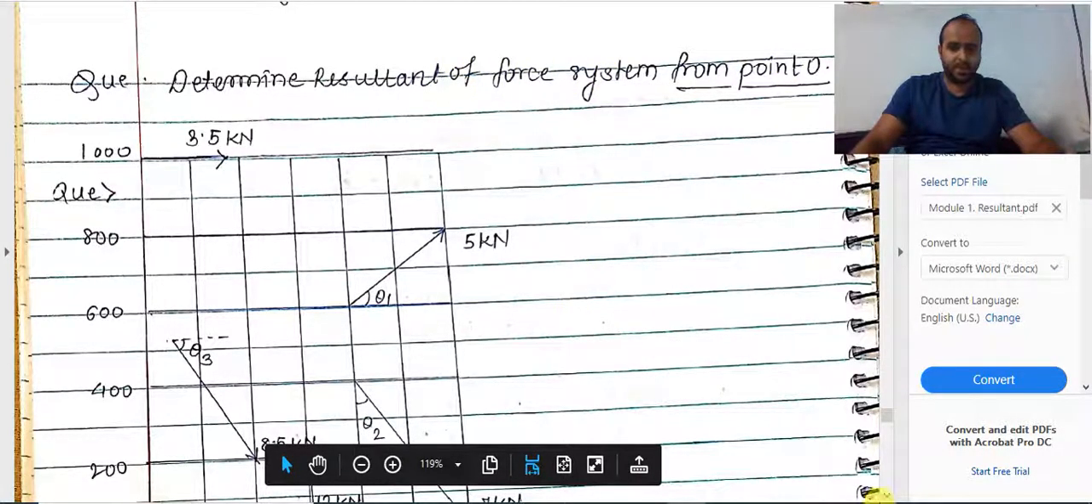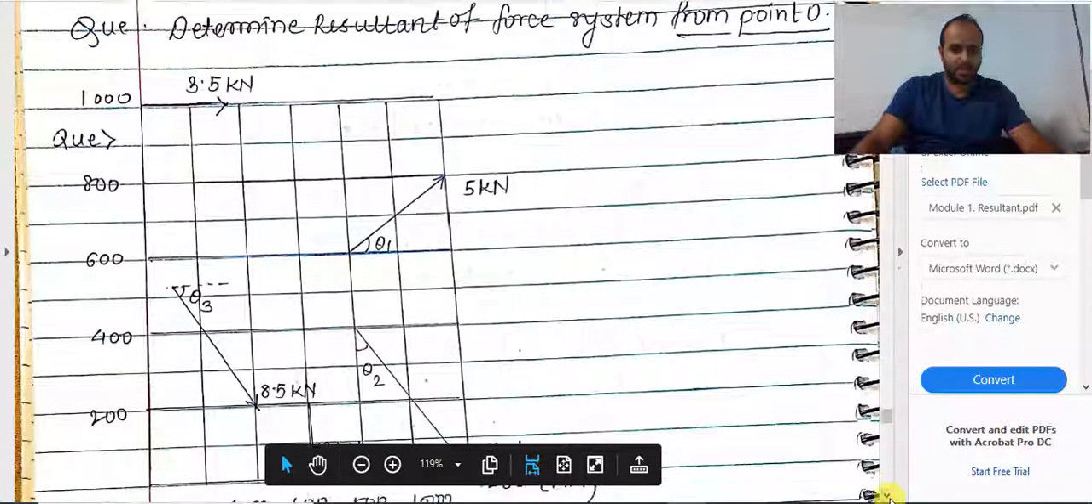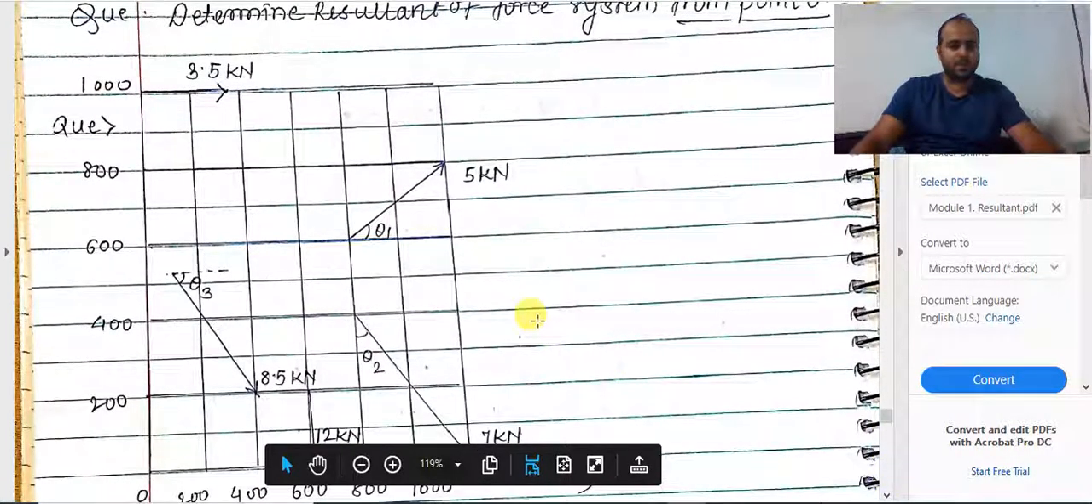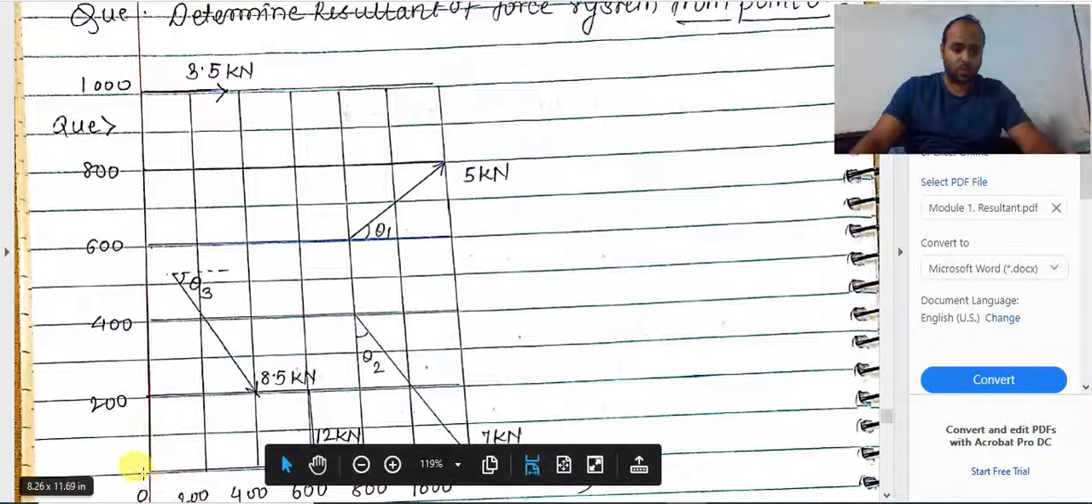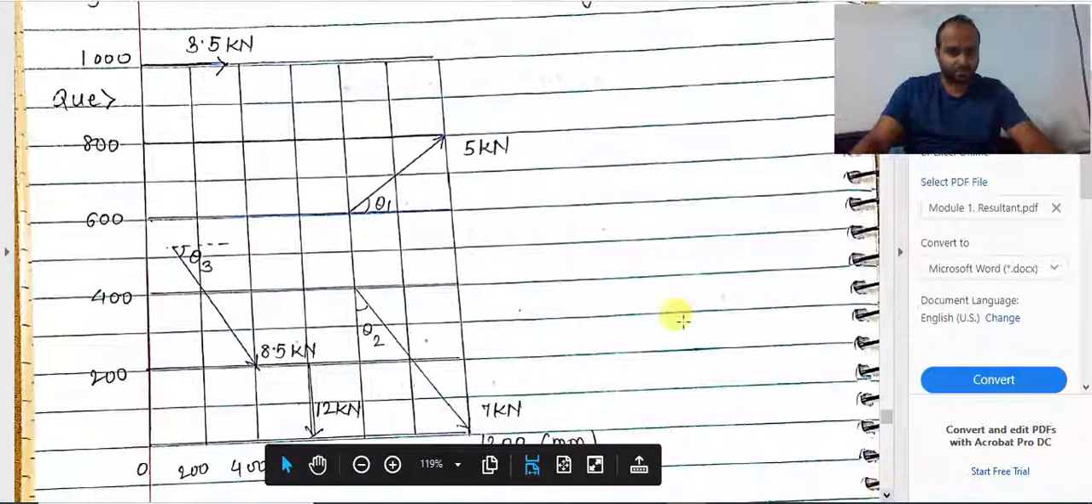That means what are we supposed to find? As you can see in the question's diagram, we are supposed to find the resultant R of the force system, and we are also supposed to find the direction of the resultant, that is theta. Even with respect to this origin O, where does this resultant pass? Okay, so let us go one by one with the steps.